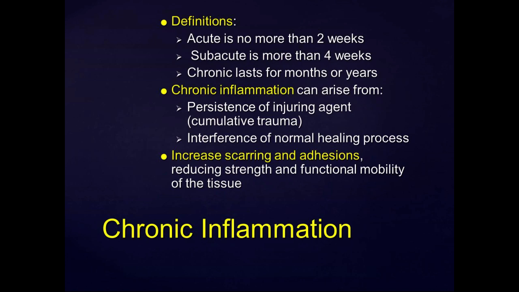When you have chronic inflammation, you a lot of times have an increase in scarring and adhesions, which reduces the strength and functional mobility of the tissue. So we talked about scar tissue is not as strong as normal tissue. It doesn't have the same function as normal tissue. It's really just there to fill the holes. So you get scarring, you get adhesions, which is the scar tissue sticking to healthy tissues around it, and it reduces your functional mobility.